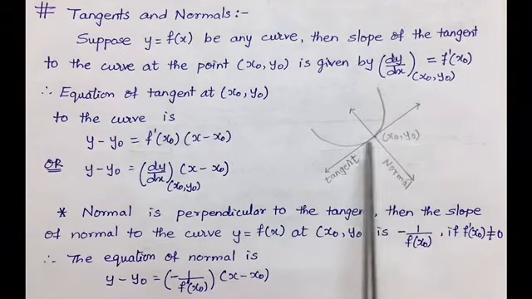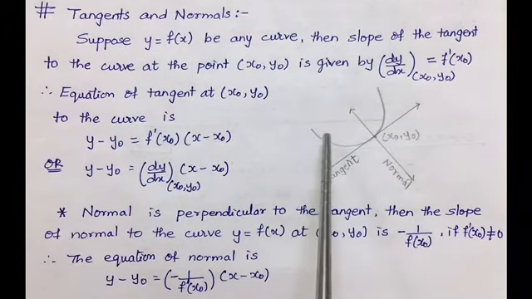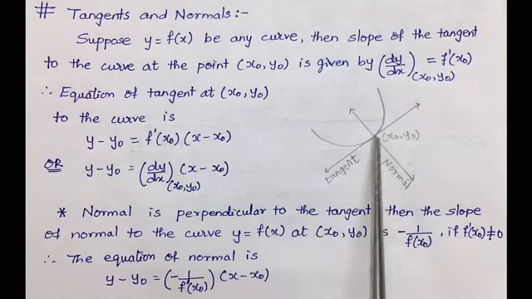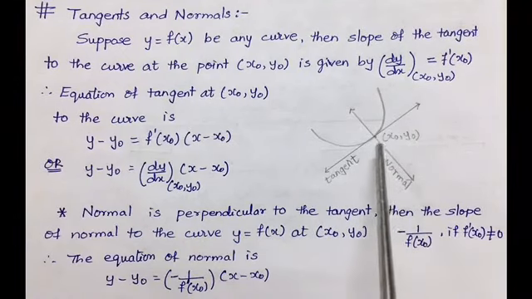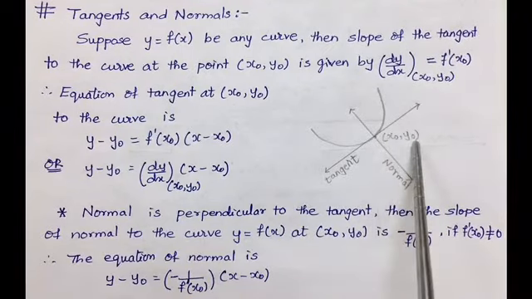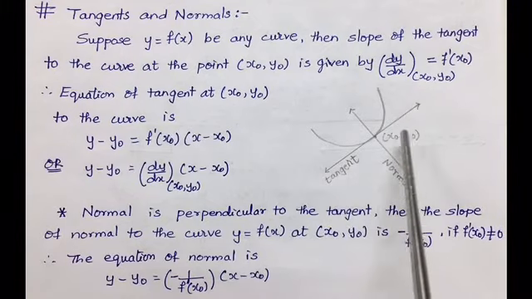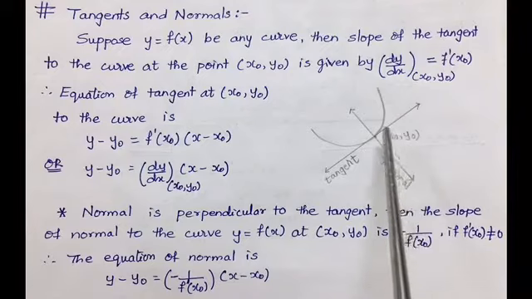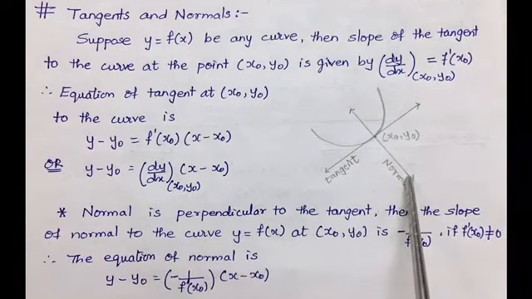Now in this figure, if you see, a curve is drawn, a parabolic curve. It can be any type of curve. A tangent is that line which intersects the curve at one and only one point. So this is the tangent being drawn. Wherever the tangent intersects the curve, that point is (x0, y0). Any line drawn perpendicular to the tangent at the same point (x0, y0), we call it a normal.